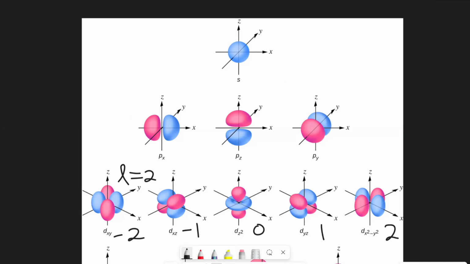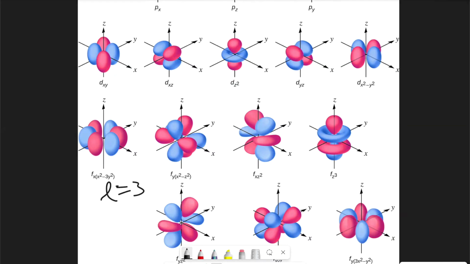So the possibilities for ML, or the magnetic quantum number, are negative L to L, and that would also apply to F. So F was L equals 3, and that would mean that we have possible ML values of negative 3, negative 2, negative 1, 0, 1, 2, and 3. Hopefully that makes the point.